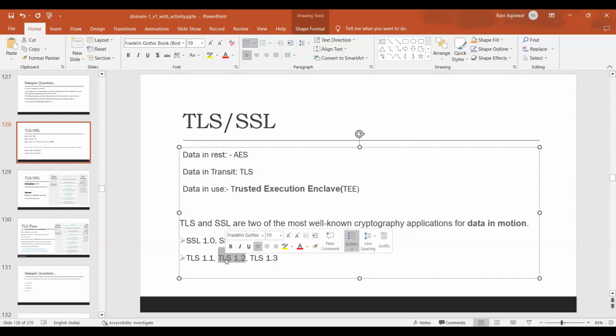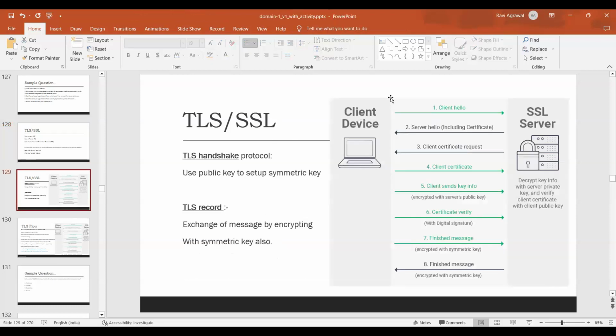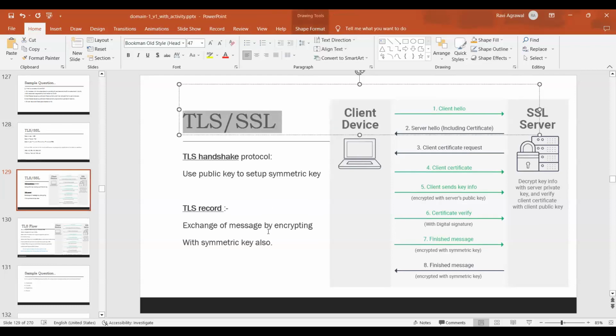So when you hit a website that is on TLS 1.1, the browser itself says it needs to be migrated to TLS 1.2. It found a vulnerability in the deprecated TLS versions. So for all HTTPS connections, whether it is a banking website or any website on HTTPS, the TLS handshake and TLS record work.